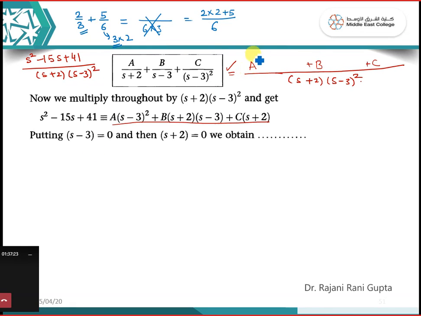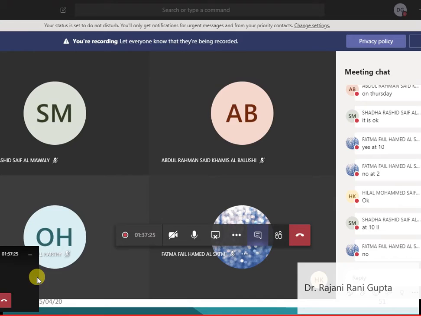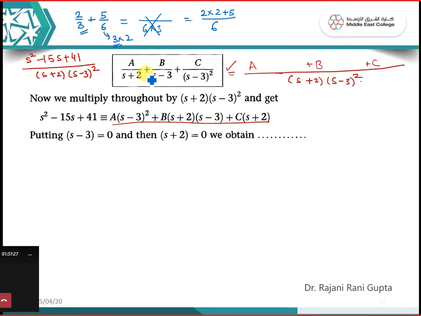So when you are looking for the term to be multiplied with A, you can see below A you have s plus 2. So out of these two terms, s plus 2 is already gone. So you are left with (s minus 3) power 2. So this complete term comes here.